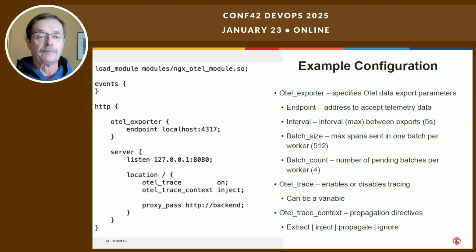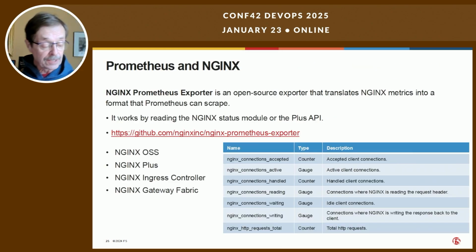So here's a quick example of the configuration. Load the module into it. You set up the exporter endpoint, which is basically you're talking to the OTel collector. You tell it to listen in on it, and then you say, I want to see the traces, trace inject, and proxy pass. So each of these pieces, and it has the ability to do sampling structures of all sorts. And because you can enable and disable via a variable, you can have it on and only turn it on when you need it.